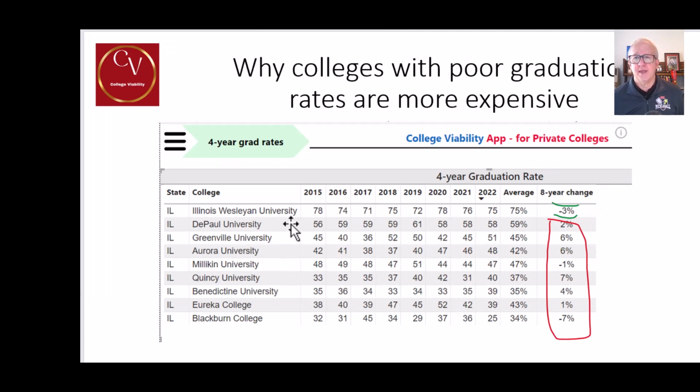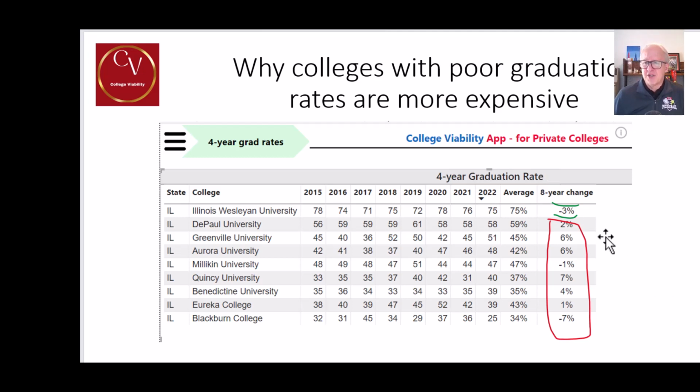This is the 4-year graduation rate. And here at College Viability, we've set our own minimum threshold of 50%. If a college can't graduate half of its students in 4 years, we've also coined a term called coin toss college. For obvious reasons, you might as well toss a coin to decide if your student or yourself is going to graduate in 4 years or not.